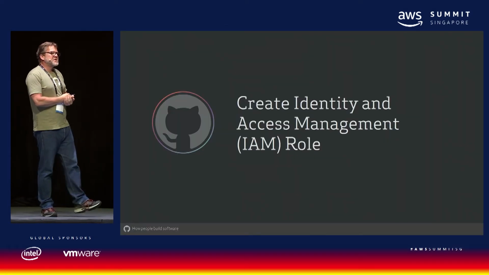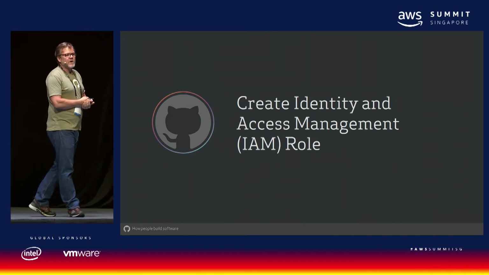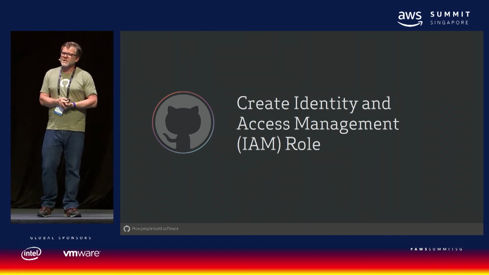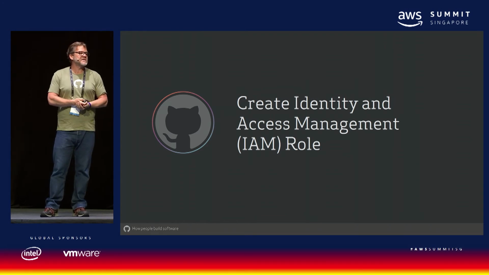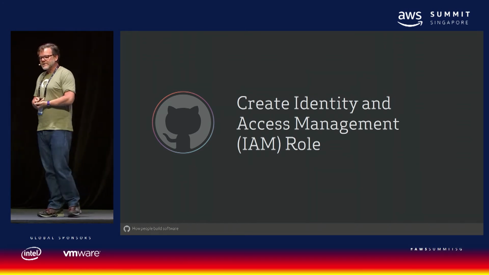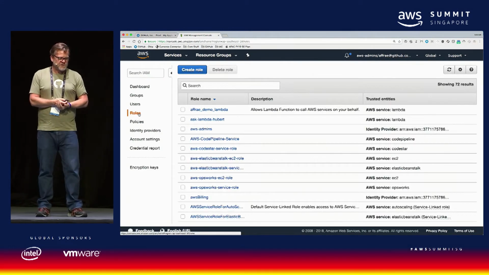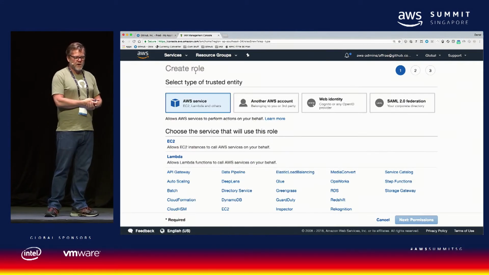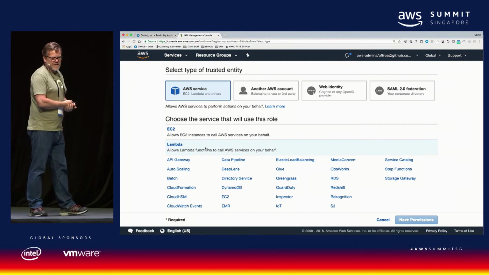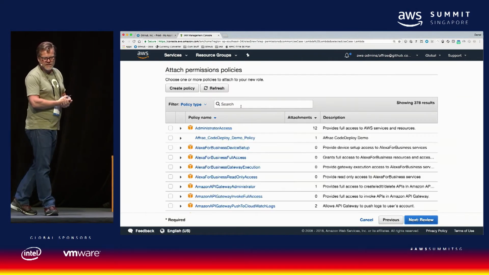Next thing we're going to do is create our identity and access management role so that we can give our Lambda function permissions to go and access the S3 bucket and go put files into a different S3 bucket. So let's do that now. Here I am back in our IAM console, and I go to roles and create new role. It's an AWS service and it's Lambda. So I select those things and click on next.